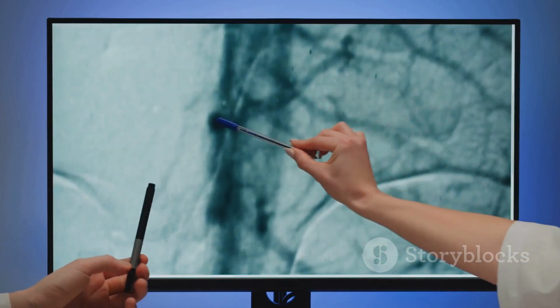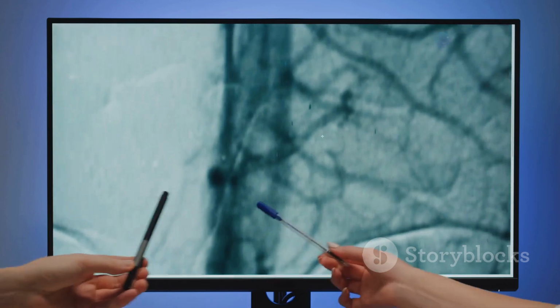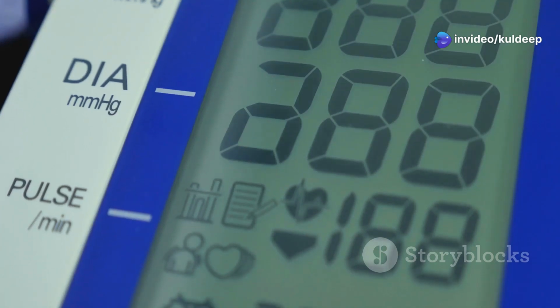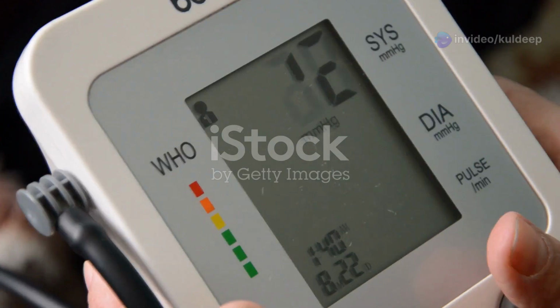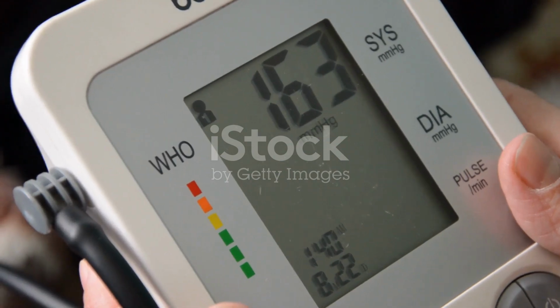Let's go over some important diseases that affect the circulatory system. These conditions can have serious impacts on overall health and well-being. First, we have hypertension, which is high blood pressure. It often goes unnoticed, but can lead to severe complications like heart disease and stroke if left untreated.